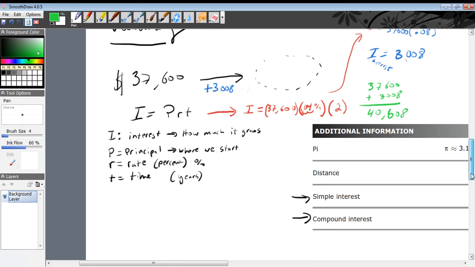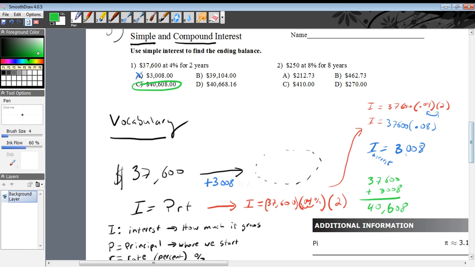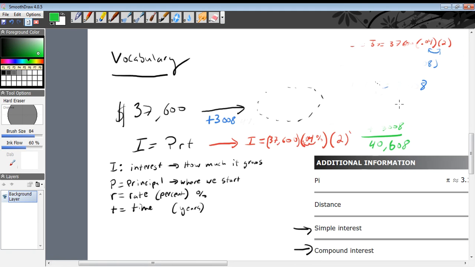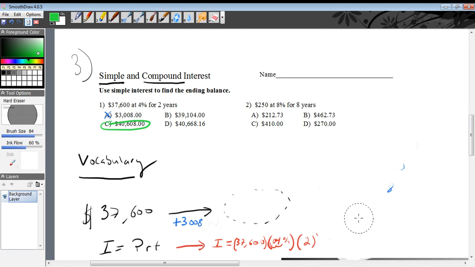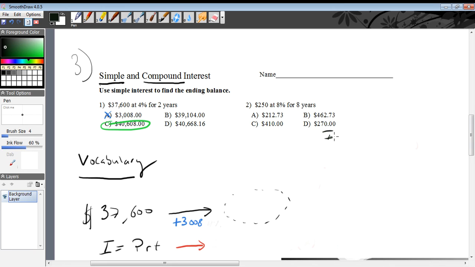Now let me do the next problem here. I'm just going to erase. Let's see how much time I have left on this video. I've got 3 minutes. For this next problem, we're going to use this formula again. Interest is equal to PRT. The interest we're not sure about, so we're just going to leave that as the variable I.